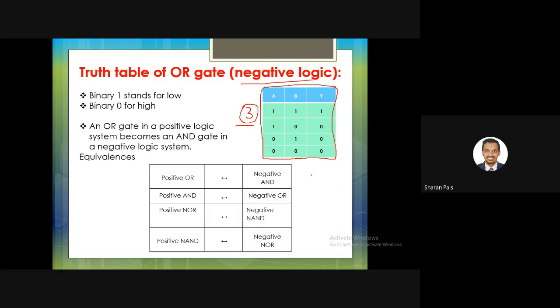Similar things you can see in the table also. If you have a positive OR, whenever you go for negative logic, it becomes AND. Whenever you have AND, if you apply negative logic, it becomes OR. If you have NOR, it becomes NAND. If you have NAND, it becomes NOR. This is with respect to positive logic, and this is with respect to negative logic.